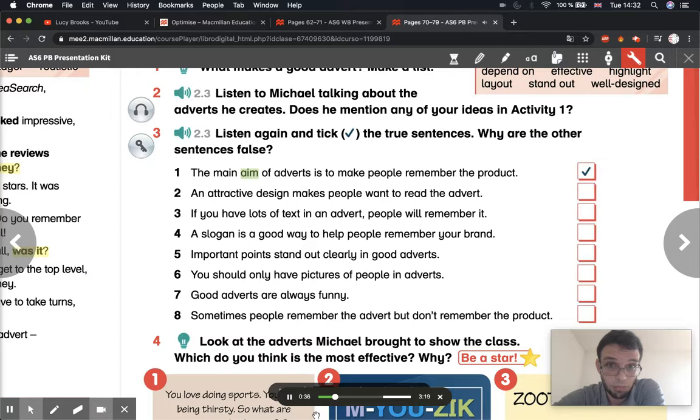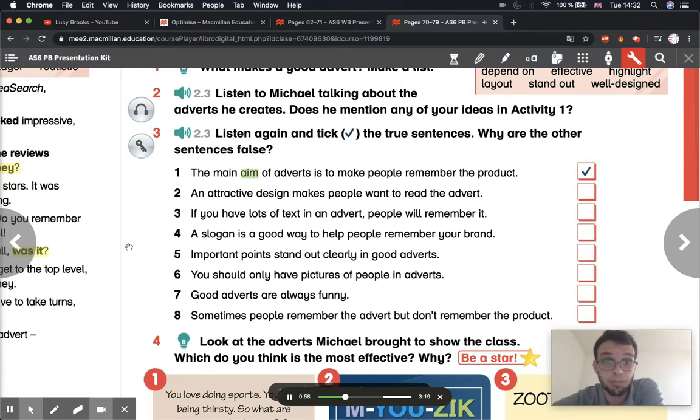How do you think we can do that? Use colours and pictures to make the advert attractive. Yes. If your advert isn't eye-catching, people won't even read it. So, we make sure it has a well-designed layout with good use of colour and graphics.